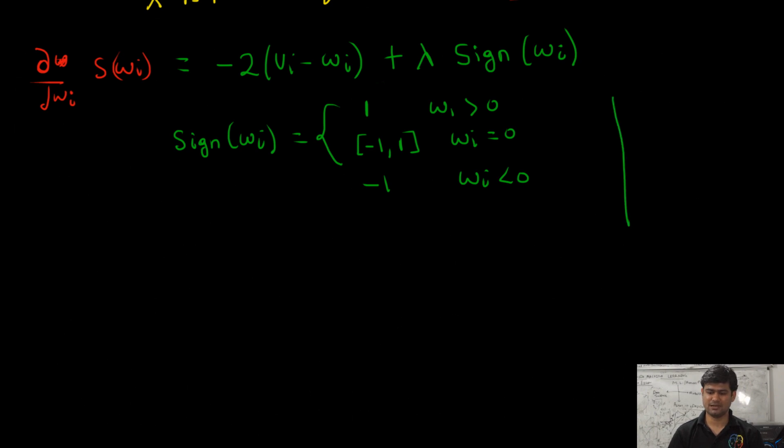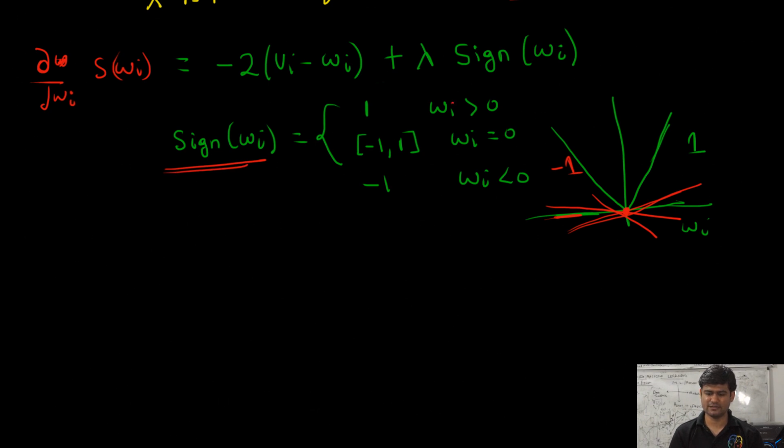So if we plot this absolute value function, then we see for w_i greater than 0, the subgradient is equal to the gradient, which is 1. For w_i less than 0, the subgradient is equal to the gradient, which is -1. And for w_i equal to 0, any value between -1 and 1 is a valid subgradient of the absolute value of w_i at w_i equal to 0. So that's why we define sign of w_i as 1 for w_i greater than 0, any value between -1 and 1 for w_i equal to 0, and -1 when w_i is less than 0.